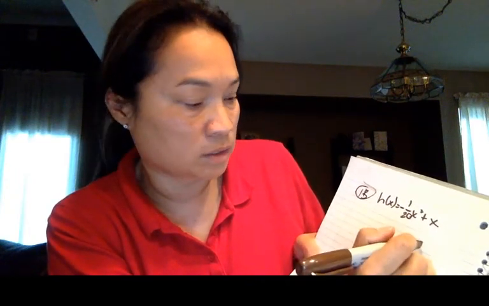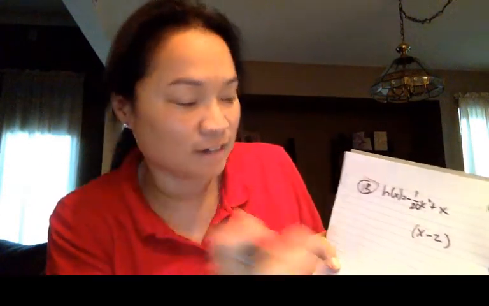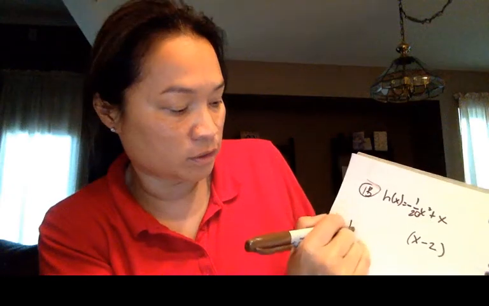13, it is h of x is negative 1/20 x squared plus x. And x is the horizontal distance. So it's going 2 inches farther, so that means it's going to go to the right. Instead of having x, you're now going to make it x minus 2. Anywhere you see x, you're going to put in x minus 2 because it's going horizontally, right? Okay, so let's do the math on that.